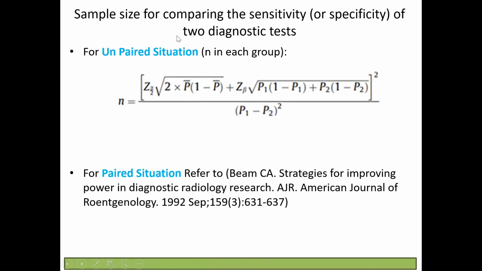Now, sample size for comparing the sensitivity or specificity of two diagnostic tests. There can be two situations. One is the unpaired situation, where this formula gives us the number of cases in each group, and the other is the paired situation. For the paired situation, there is a complex calculation involved. Viewers are referred to this article.